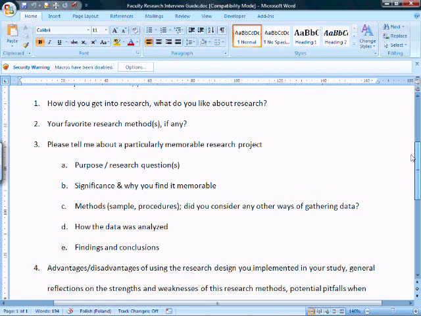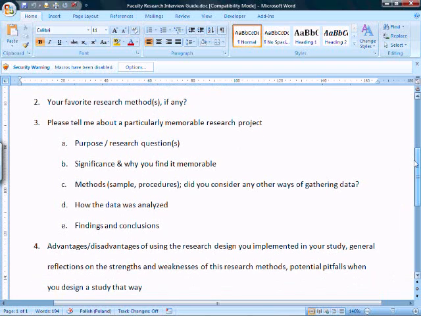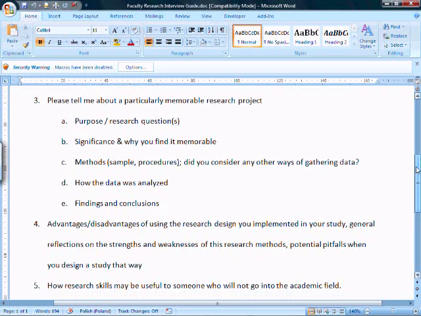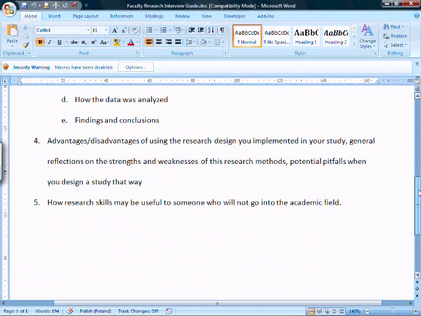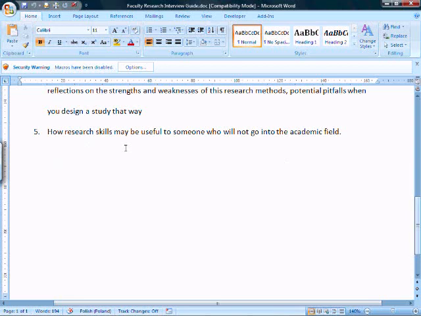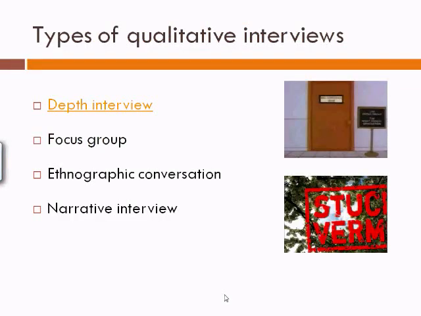I started by asking them how they got into research and what they like about it, what their favorite research method is, and then I have a series of questions about a specific study that they did that they think is very memorable for whatever reason. Then we talk about the advantages or disadvantages of using the specific research design that they used in that one study. And finally, I ask one question about how they think research skills may be useful to anybody who graduates from college and doesn't necessarily become an academic researcher. So this is what a depth interview is.